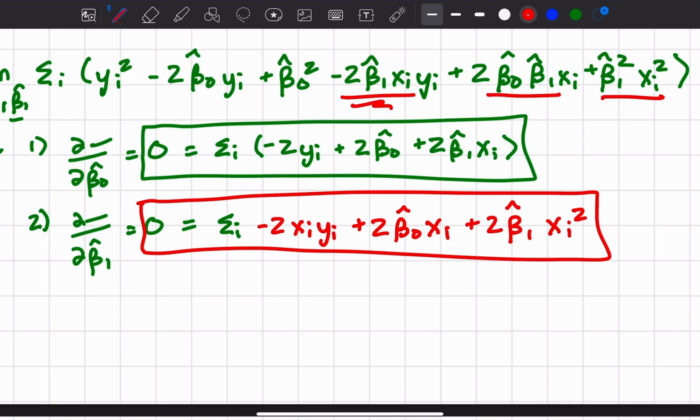So now we actually have 2 unknowns and 2 equations. Our 2 unknowns are beta naught hat and beta 1 hat. And here's our 2 equations. So in the next video, I'm going to simplify it and solve for those two unknowns.